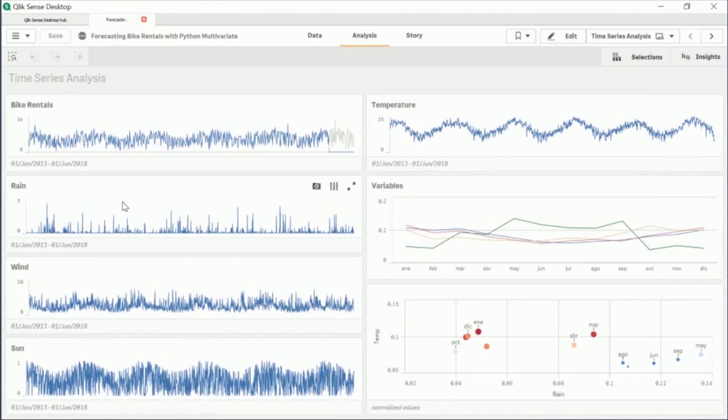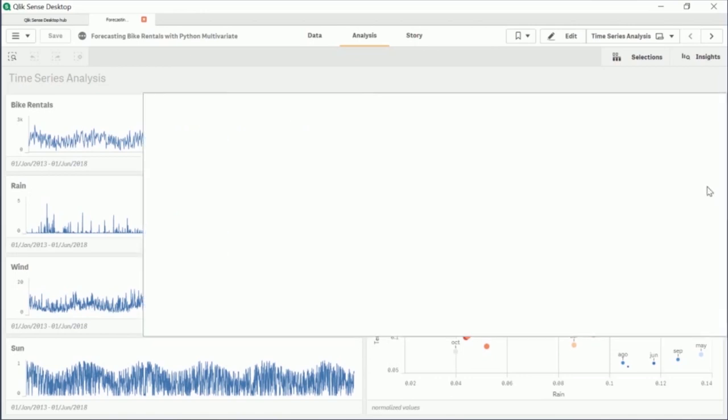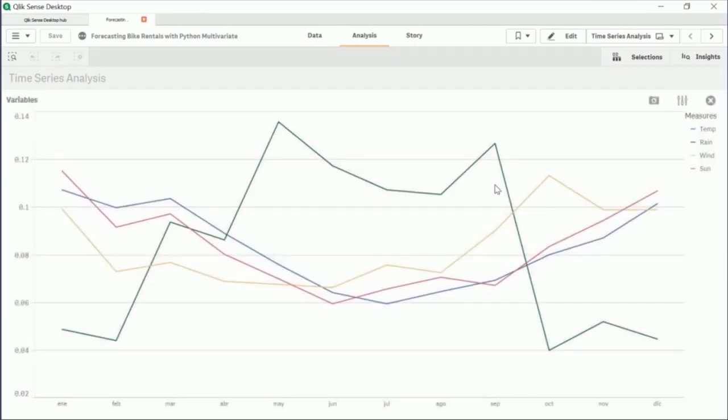We also have the other factors we were discussing, what we call the exogenous variables, and these are independent of the indicator that we are analyzing, but they will have influence on its behavior. We have our rain graph, our wind graph, our sun graph, and our temperature graph. And here we have all four of them compared to each other.